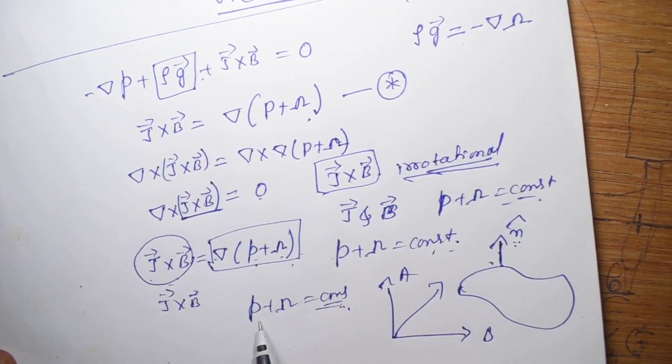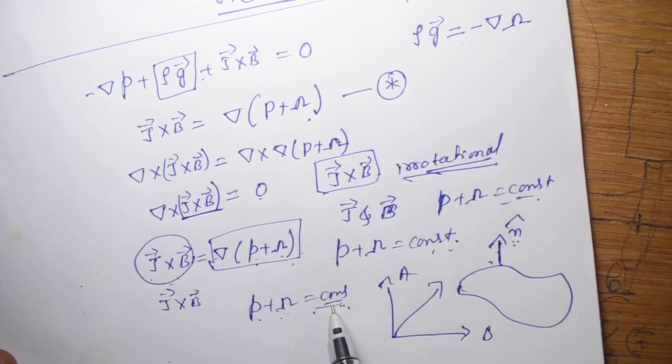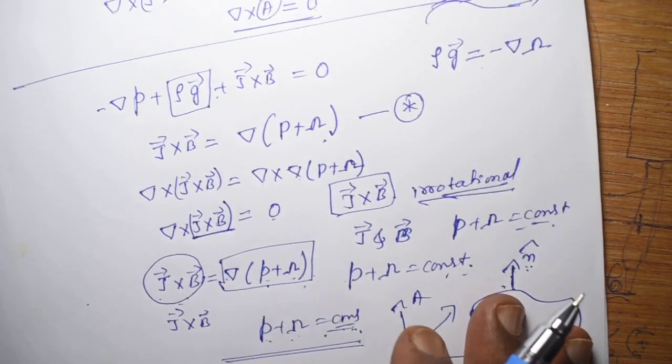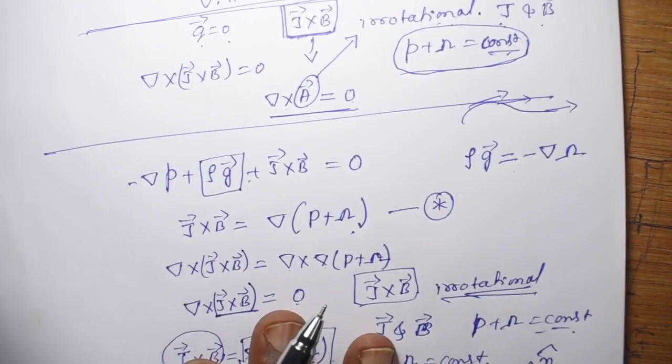Okay. So what should it be? They must lie on the surface. After tangents, what must happen? They must lie on the surface P plus omega is equal to constant. Okay. So this is the proof for this one. Next, we have to study what is force free magnetic fields.